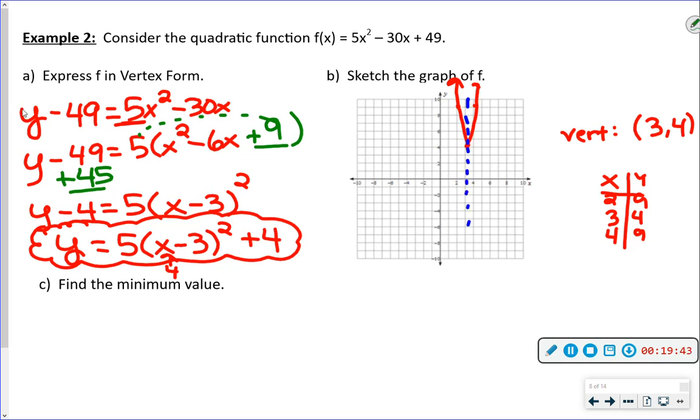Find the minimum value. Minimum. What is the lowest point on the graph? And specifically the y coordinate of that point, because we want low. Final answer for your minimum: 4. The y coordinate of your vertex. The completing the square obviously is the time consuming part. After that, it's not so bad.